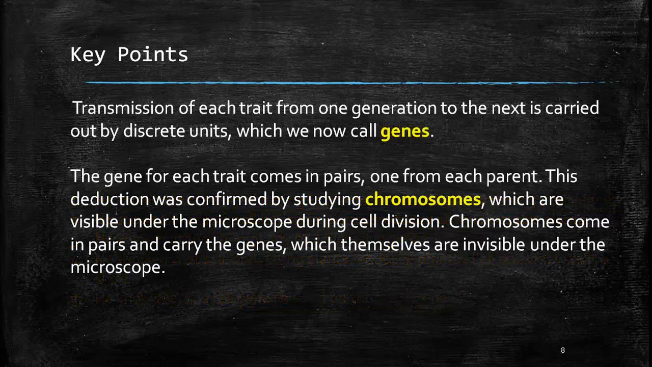The correct answer for the previous question is: he showed that self-pollinating F1 plants produced 1/4 short and 3/4 tall plants. Here are some key points that we need to consider.